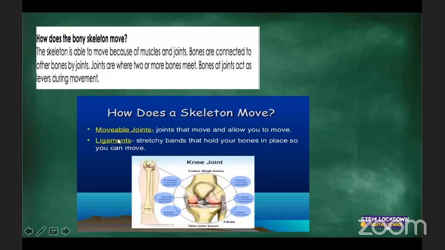Joints have their own category or classification. There are movable joints, there are immovable joints, and then there are freely movable joints. We are going to learn about this as we move on to other slides. Then there are ligaments. Ligaments stretch, bend, and hold bones in place where your bones can move.